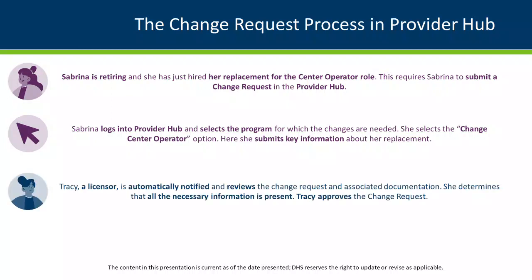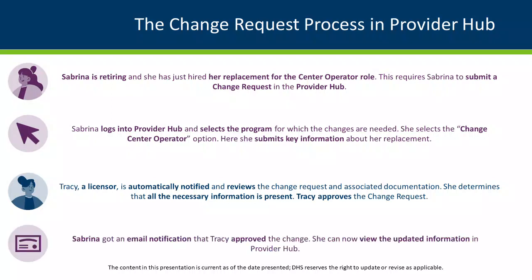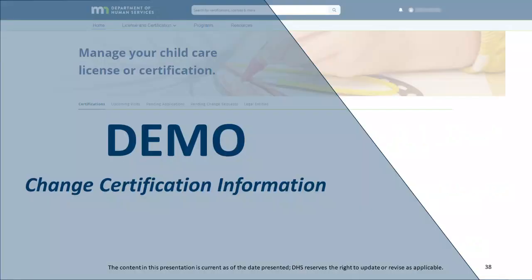Tracy, a licenser, is automatically notified and reviews the change request and associated documentation. She determines that all the necessary information has been submitted. Tracy approves the change request. Sabrina got an email notification that Tracy approved the change. She now can view the updated information in the Provider Hub. Now we will show a demonstration of how to change certification information in the Provider Hub.